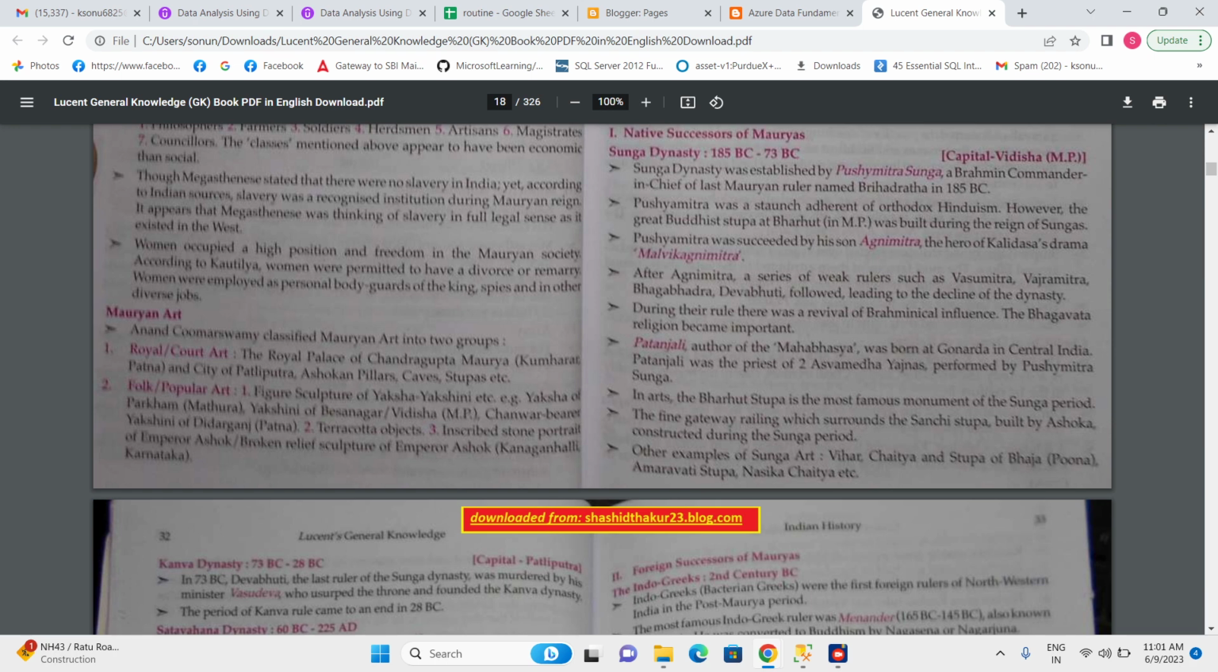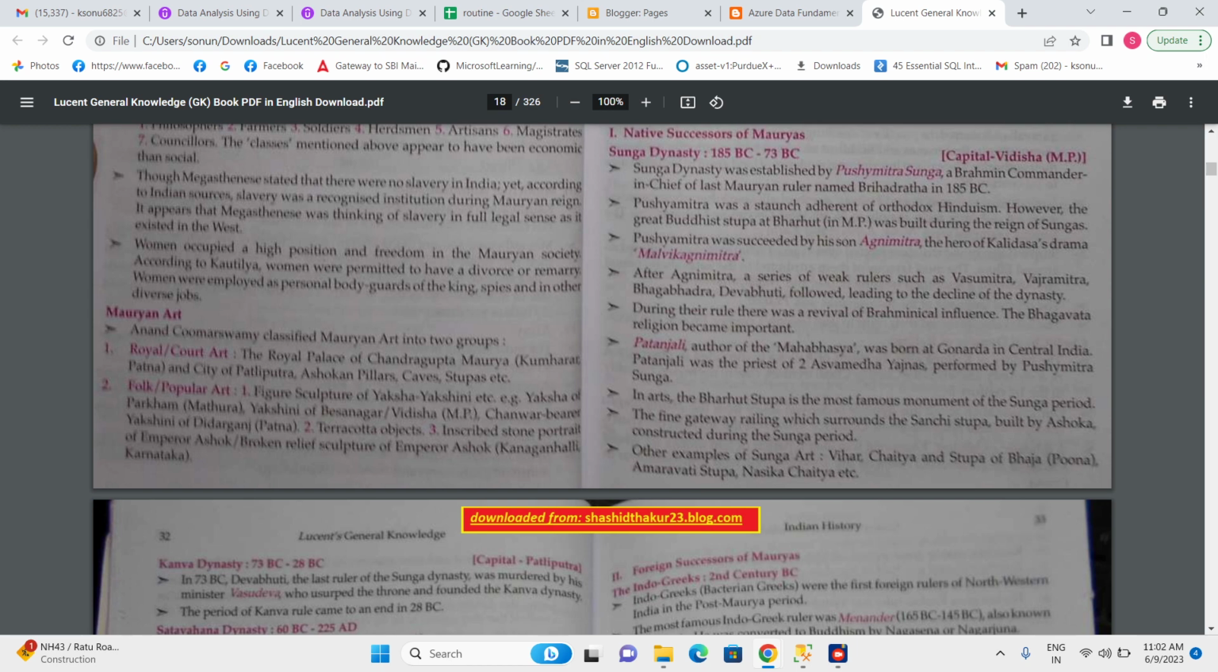Now let's see another ruler, Saka. The important ruler of the Saka dynasty was Rudra Daman, and an important point about Rudra Daman is that he also repaired Sudarshan Lake. So first Milind repaired Sudarshan Lake, and then the Saka ruler Rudra Daman also repaired Sudarshan Lake.